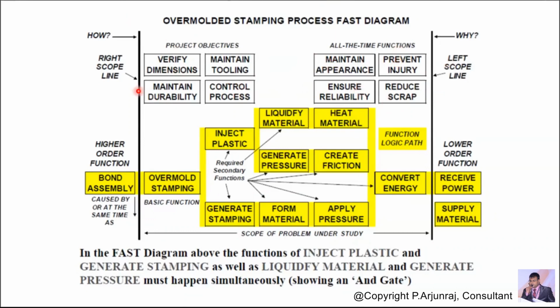So you have two scope lines, one is the left scope line, another one is the right scope line. When you move from left to right, you follow how logic. When you move from right to left, you follow Y logic. So what is the advantage of this FAST diagram? This FAST diagram will help us to identify what are all the basic functions, what are all the required secondary functions, and then the design functions, one-time functions, other time functions. By analyzing all these functions, we can go for the next phase called the creativity phase, where we can create ideas considering the functions.